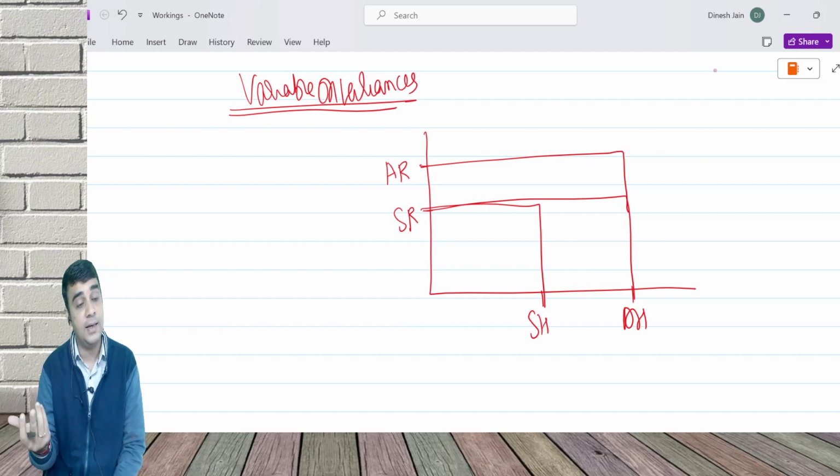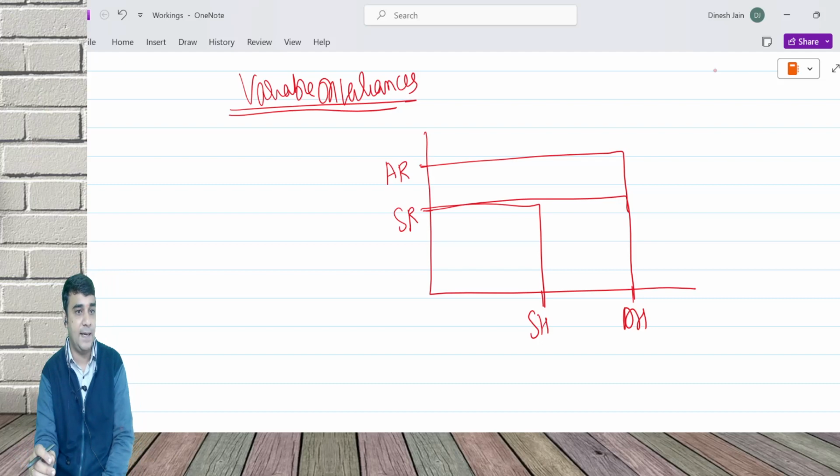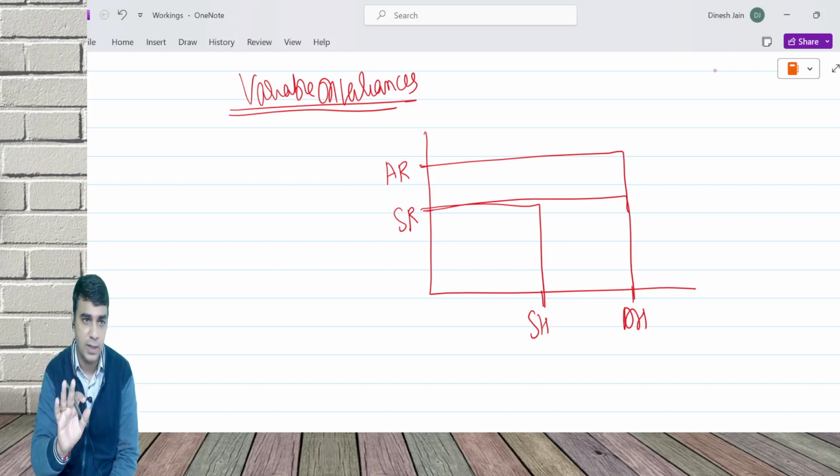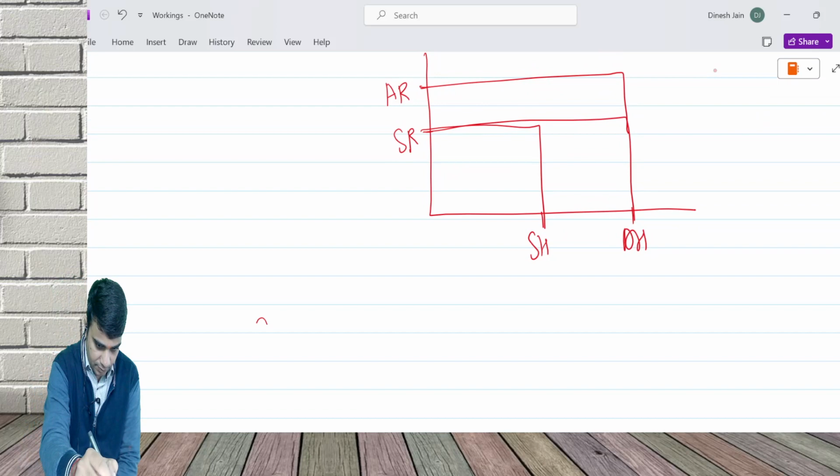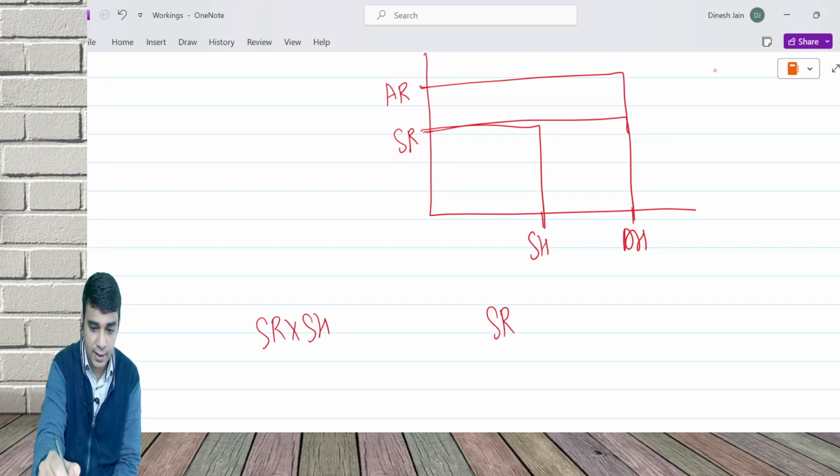For example, suddenly it can say, I want to do standard labor cost, standard material cost, or standard prime cost. You can have any basis. Most of our problems have only labor as basis. So SR into SH, SR into AH, AR into AH. I'll give you time to write. There are certain conversion factors and all which I'll have to explain.